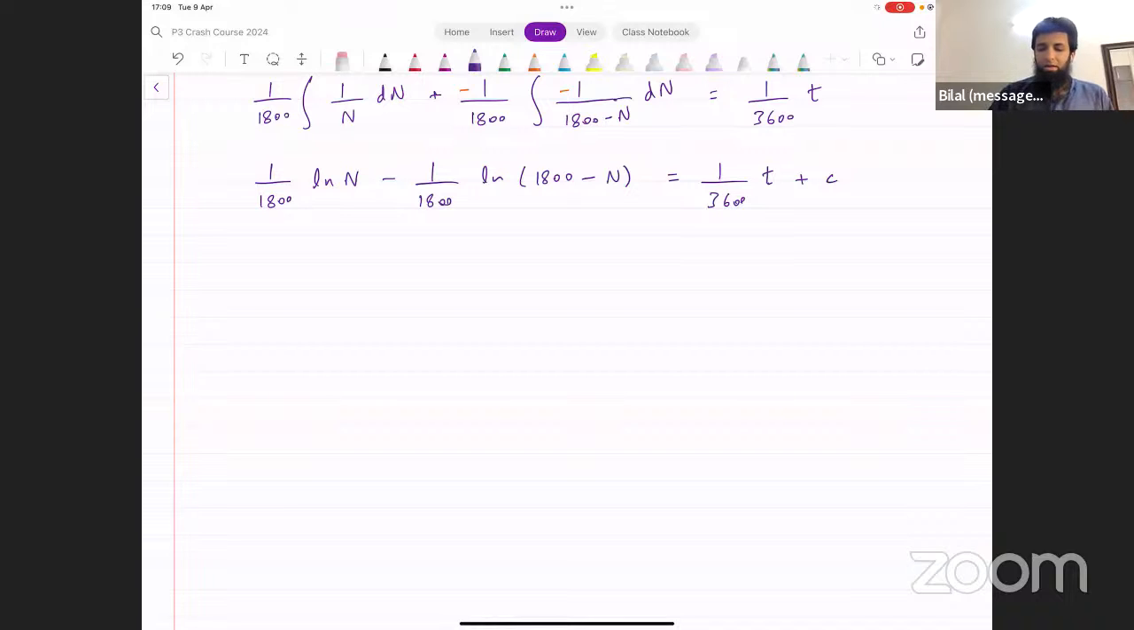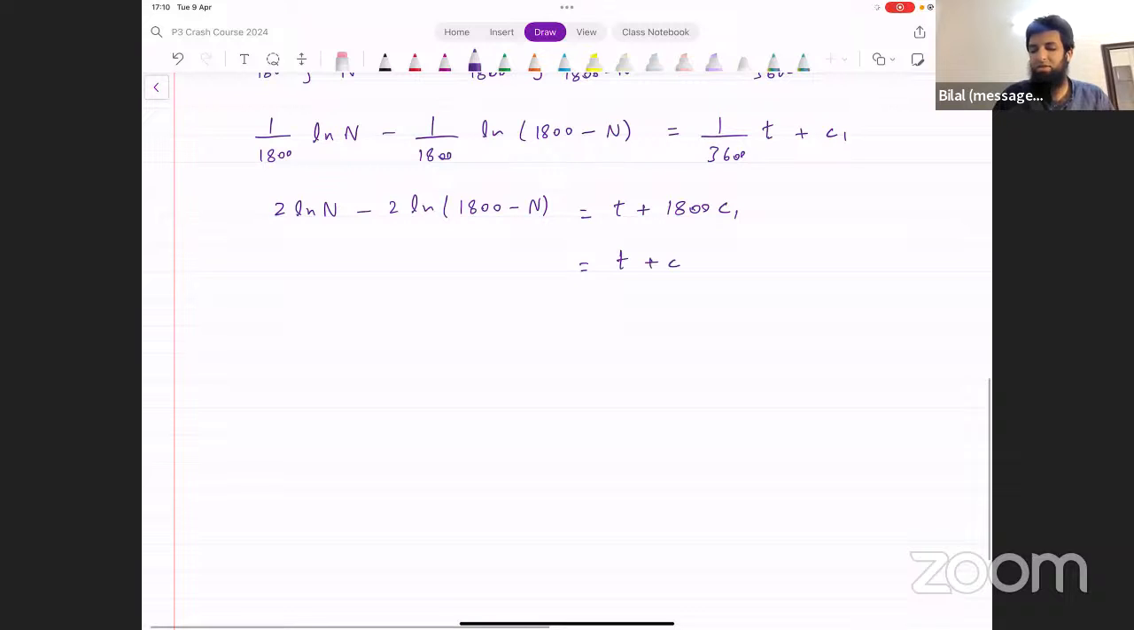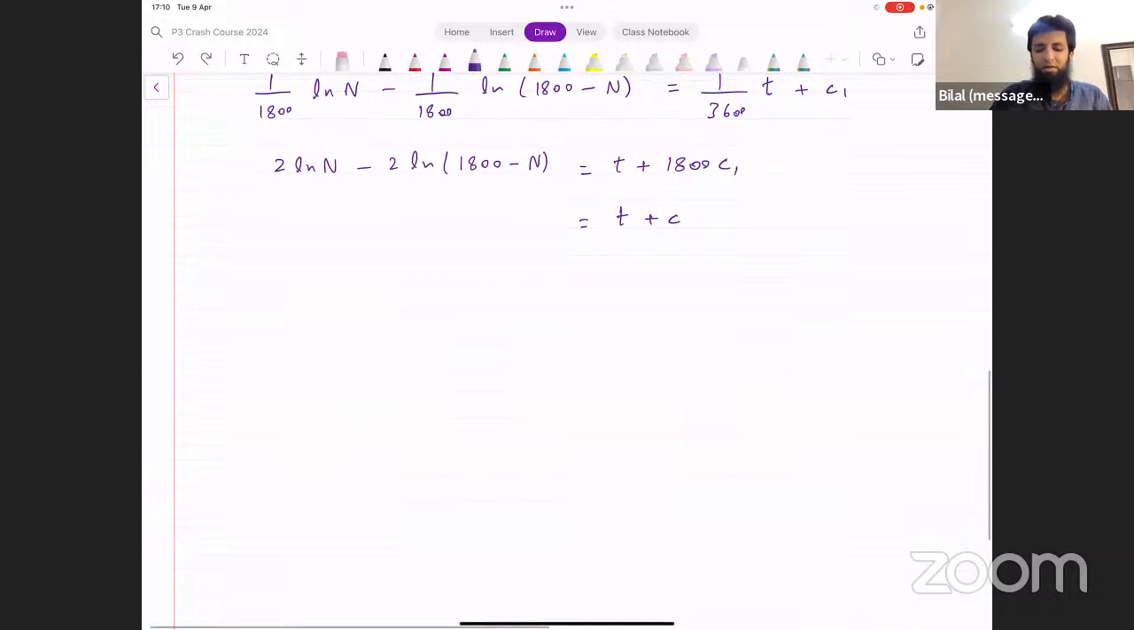No? Now let's simplify this a bit. I could multiply 3600 on the left side, but remember there's a c here as well. So when you multiply the whole equation by 3600, you end up with 2 ln n minus 2 ln of 1800 minus n. On the right side, you have t plus 1800 times c. Now, if you wanted, you could write it as just another constant. So let's say this was c1. 1800 into c1, that's just another constant. So I could write it like this, t plus c. So let's say this is also a constant. Just to simplify things, just to not write 1800 times that, you get this.